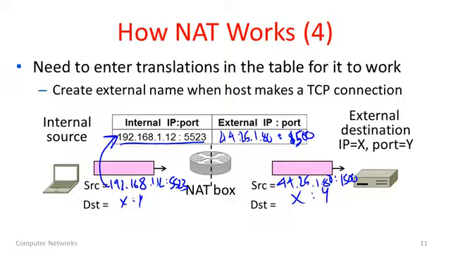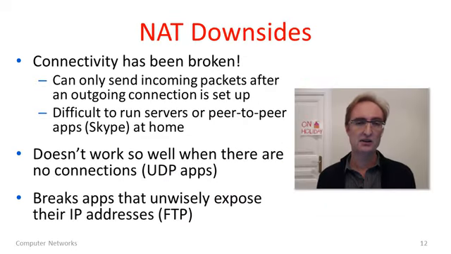Then when a reply comes from that external host, we're set. We'll know how to map it to the internal one, and we can continue using this. Eventually, we'll reclaim the space from this when the connection's closed down or hasn't been used for a long time. So that's how a NAT box works. And just to wrap up, I'd like to talk about some of the pros and cons of NAT boxes.